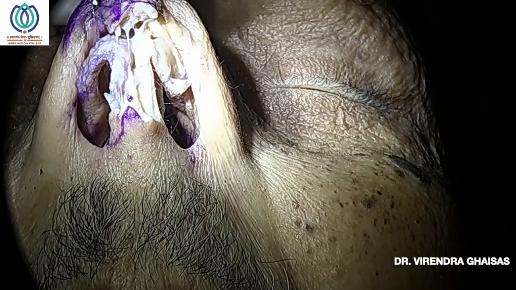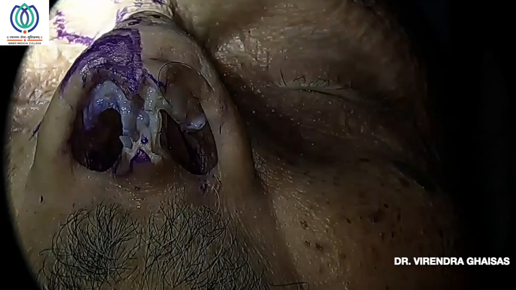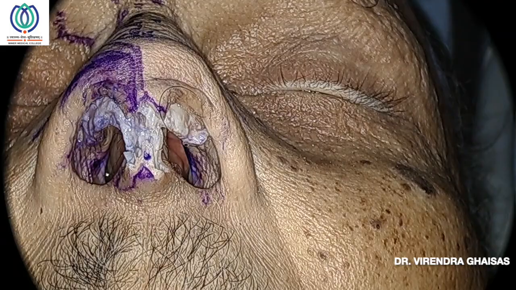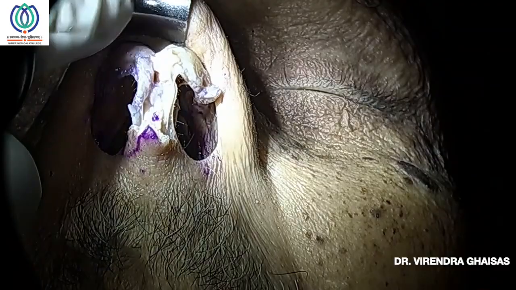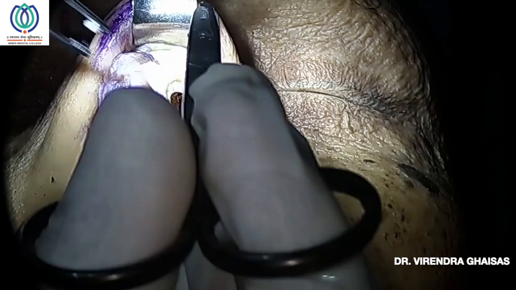So the skin elevation becomes easy from this cartilage skeleton, as we have already dissected the skin envelope from the cartilage. Any injury to the lower lateral crus, the commonest injury is at the medial crura, where many juniors will do it. So you should suture it, as I told, with a 5-0 or 6-0 PDS.